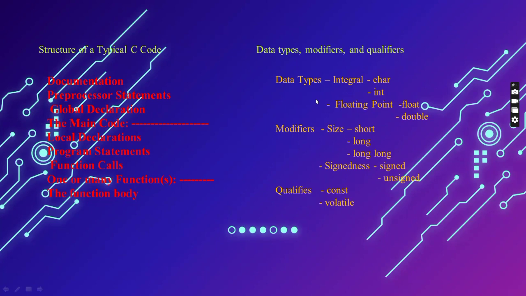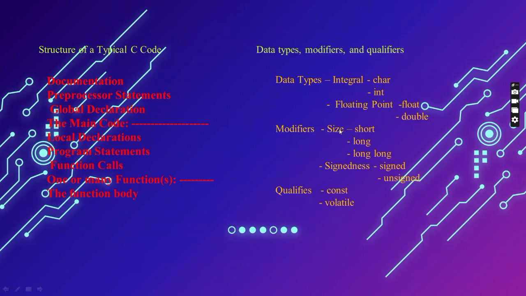So to write a good C code, you have to know the various data types. The data types are divided into two: the integral, then the floating point. For the integral, we have the character, written as char, then we have int for the integers. For the floating point, we have the float, then the double.